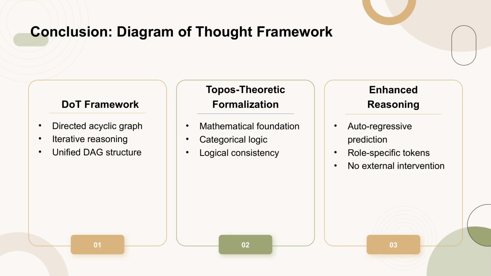In this paper, the authors introduced the Diagram of Thought framework, which models iterative reasoning in large language models as the construction of a directed acyclic graph within a single LLM. This framework integrates propositions, critiques, refinements, and verifications into a unified DAG structure, capturing the complexities of logical deduction beyond linear or tree-based models. The authors also provided a topos-theoretic formalization of the DoT framework, offering a mathematical foundation that clarifies the relationship between reasoning processes and categorical logic. This theoretical grounding ensures logical consistency and soundness in the reasoning process, validating the efficacy of DoT and enhancing the reasoning capabilities of large language models. The framework leverages auto-regressive next token prediction with role-specific tokens to manage role transitions seamlessly, enabling the model to generate detailed reasoning processes without external intervention.